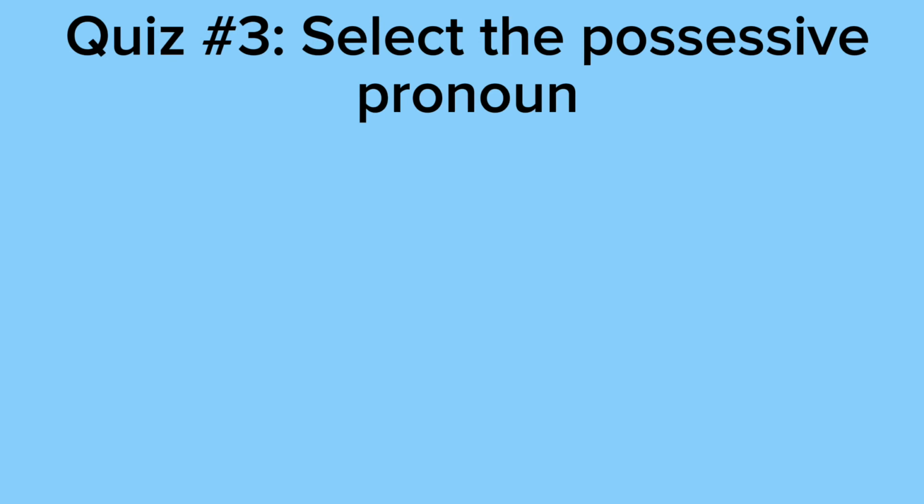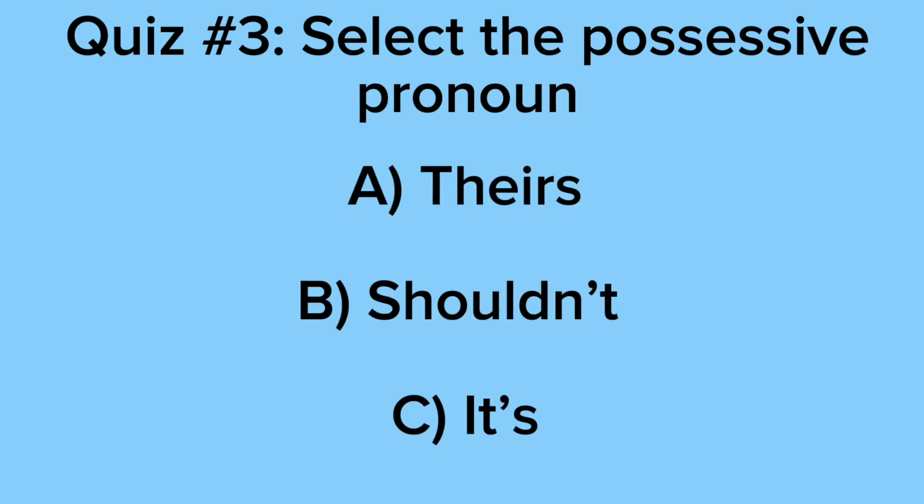Lastly, we have quiz number 3. Select the possessive pronoun. And remember, a possessive pronoun shows ownership. So A says theirs. B says shouldn't, which is the same as should not. And C says it's, which is the same as it is.